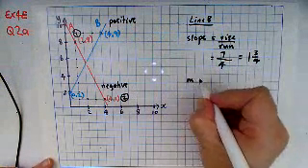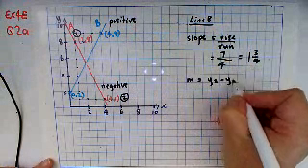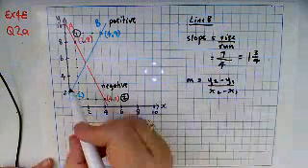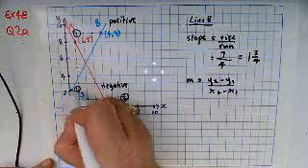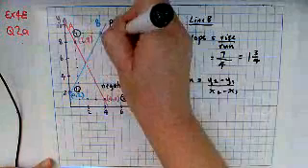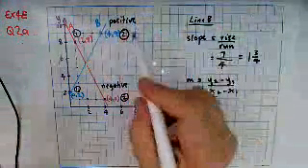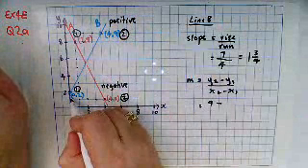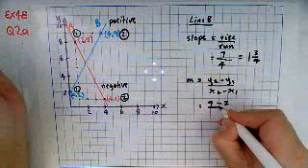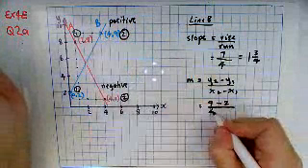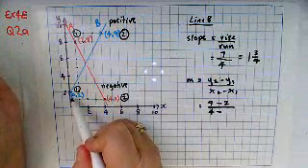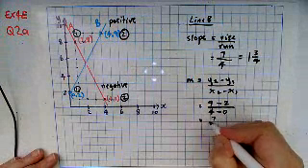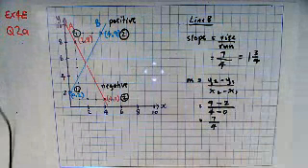Let's now use the m equals y2 take y1 over x2 take x1 formula. Let's label this as point 1, and this one is point 2, and let's go. The y value there is 9, take away the y value here, which is 2. The x value here is 4, and the x value here is 0. Equals 9 take 2 is 7, 4 take 0 is 4, and we get the same answer.